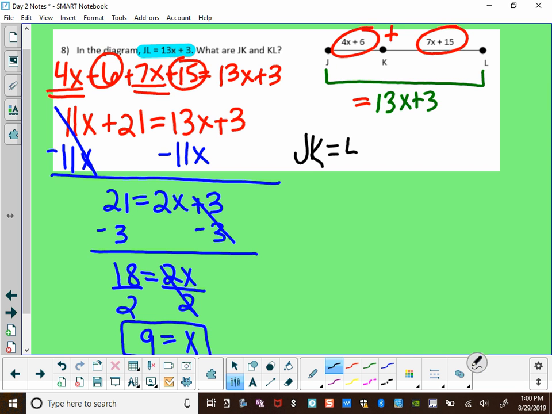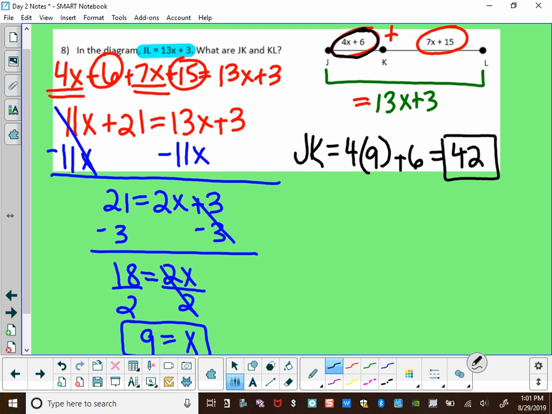So for JK, I have 4 times 9 plus 6. What do we get there? 4 times 9 plus 6. Well, then to your calculator. 42. So I just took this segment up here and plugged in my x value so I can solve it.